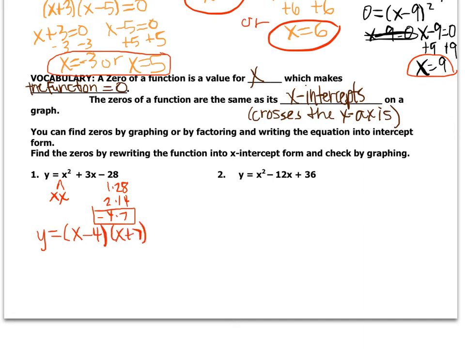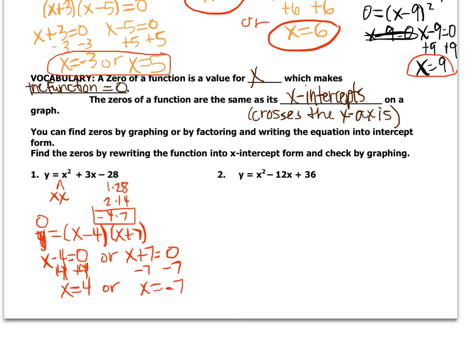And now we want our roots, our x-intercepts, our zeros. And with our x-intercepts, think back to chapter 2, to find the x-intercepts, we let y equal 0. So instead of this y here, we're just going to put 0 in its spot. And now we can use the zero product property. So x minus 4 equals 0, or x plus 7 equals 0. So if I add 4 to both, x equals 4, or if I subtract 7 from both, x equals negative 7.